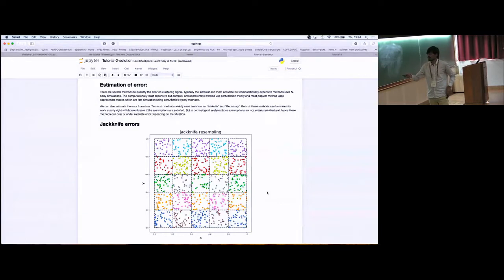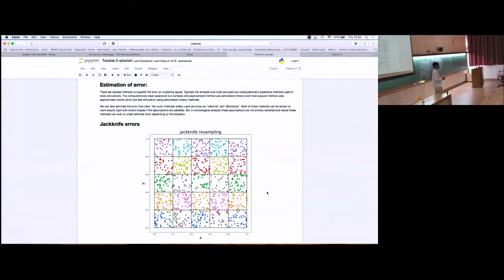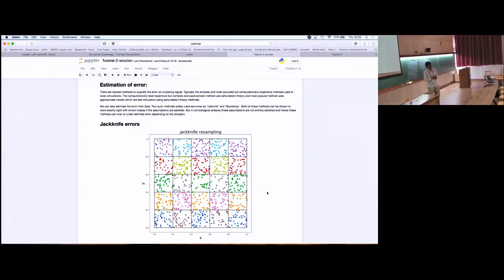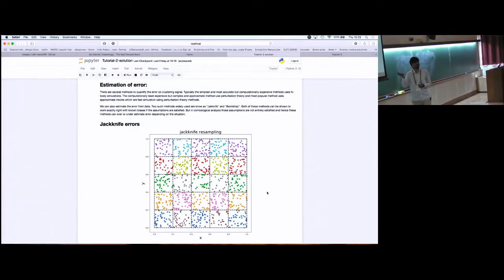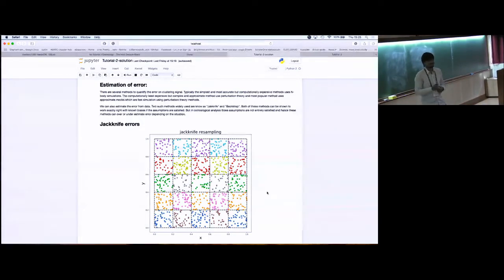Now I take the x and y axes, and I can divide my box into several parts, which is what I have done here. I've divided it into 25 parts. Now I can take one part at a time and remove it. So I remove all the galaxies in this region and measure my clustering signal exactly the way you did for the full box. You'll get one realization of your clustering signal. Then you can remove the second part, and do it for all of them. So if you have 25 regions like this, which we call jackknife regions, you'll get 25 measurements of clustering.